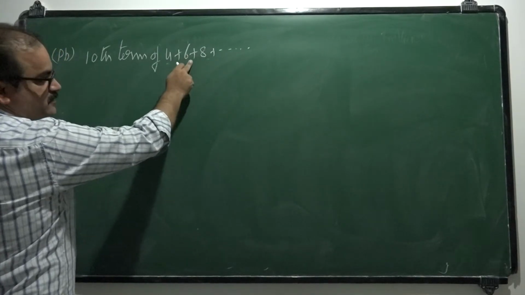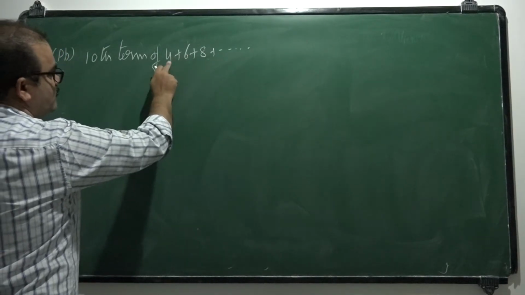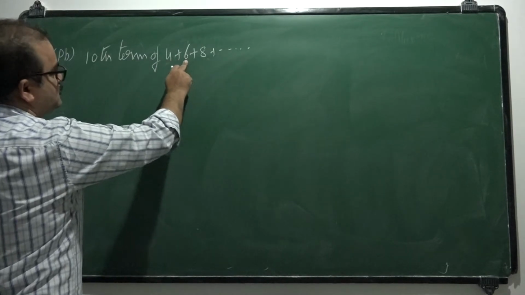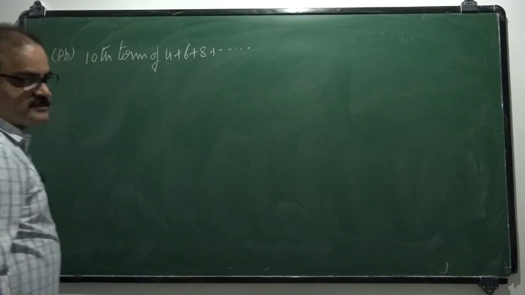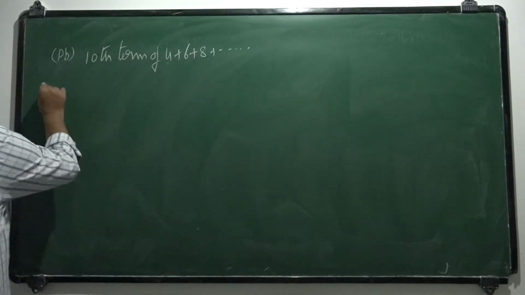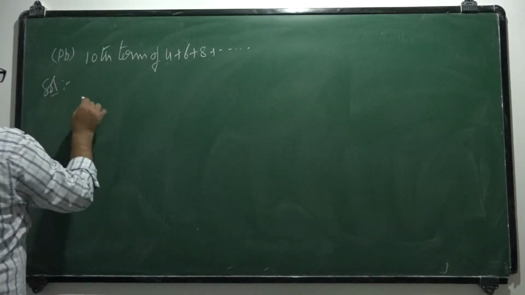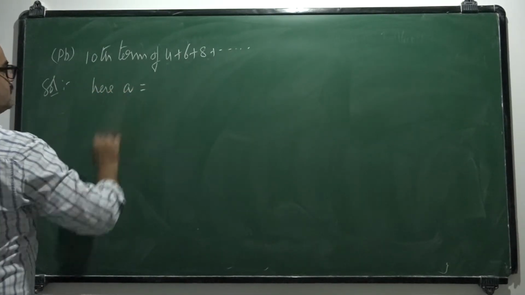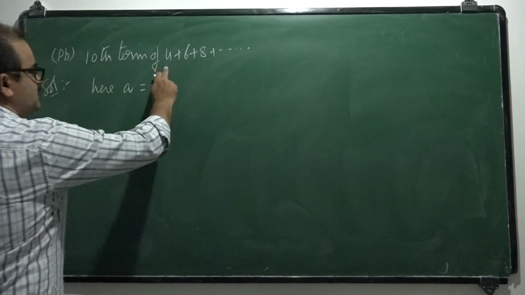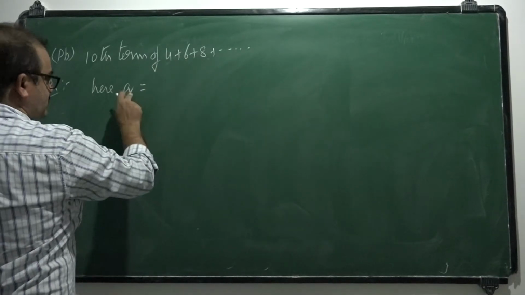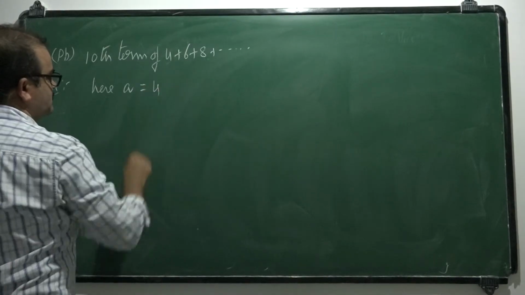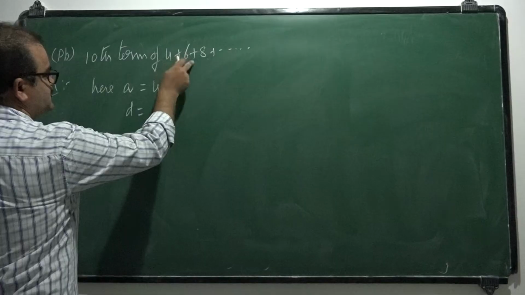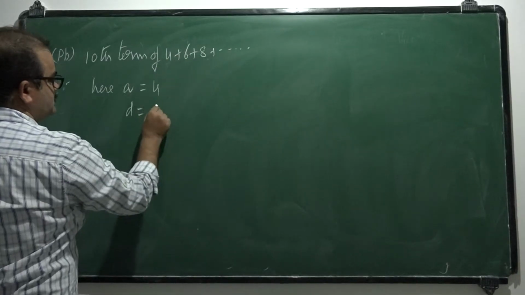See the difference between two successive terms. 6 minus 4 is 2. 8 minus 6 is 2. So here the difference is constant. A is called the first term. First term is 4. D is the common difference. Common difference is 2.